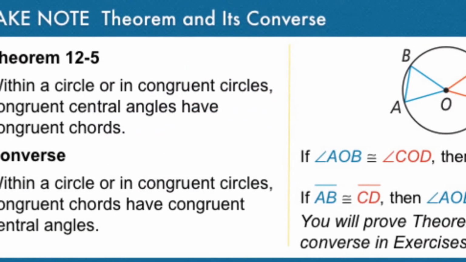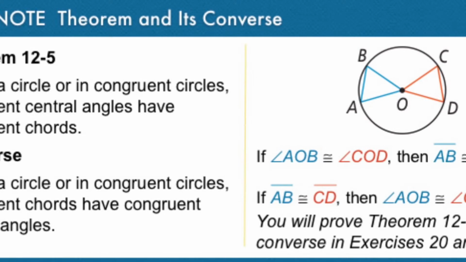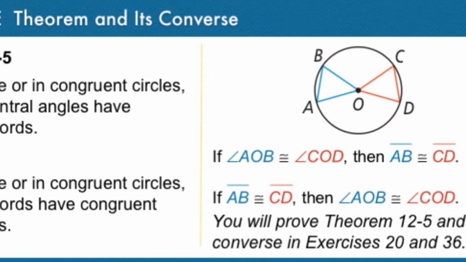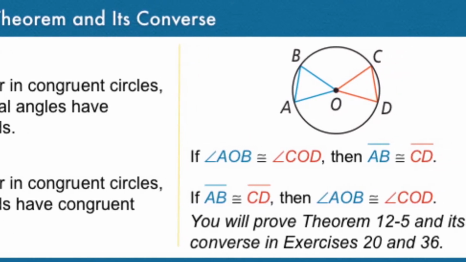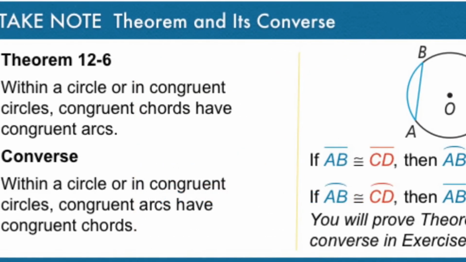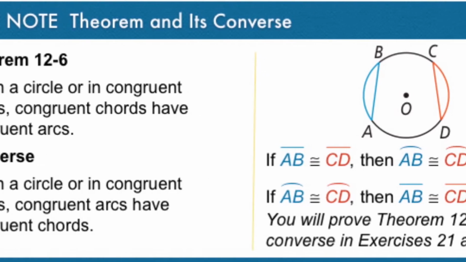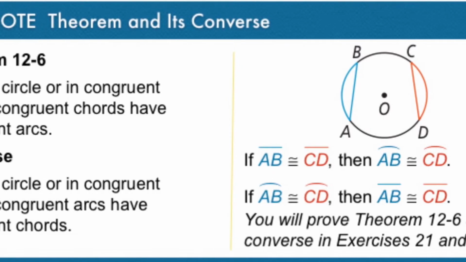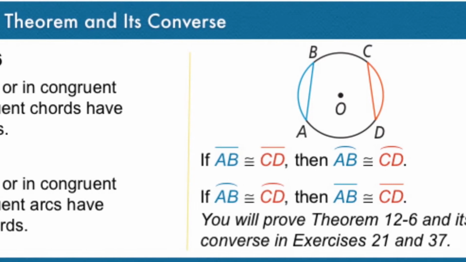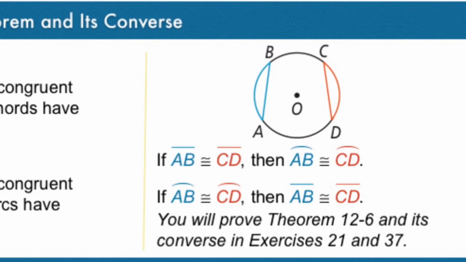Theorem 12-5 states that within a circle or in congruent circles, congruent central angles have congruent chords. The converse of this theorem states that within a circle or congruent circles, congruent chords have congruent central angles. Theorem 12-6 states that within a circle or in congruent circles, congruent chords have congruent arcs. The converse states that within a circle or in congruent circles, congruent arcs have congruent chords.